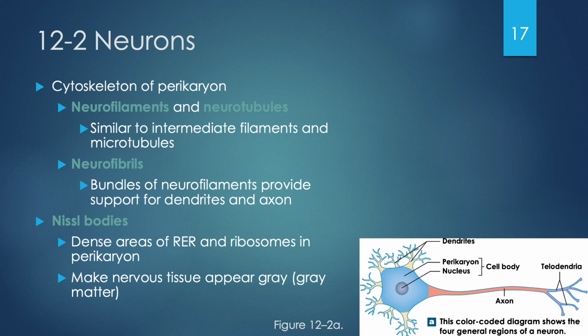Also, we're going to have something called Nissl bodies, and what these are just dense areas of rough endoplasmic reticulum and ribosomes that are in the perikaryon. So all of these Nissl bodies basically make the tissue appear gray, and this is why we call the tissue gray matter versus white matter. The gray matter has a lot of these cell bodies.